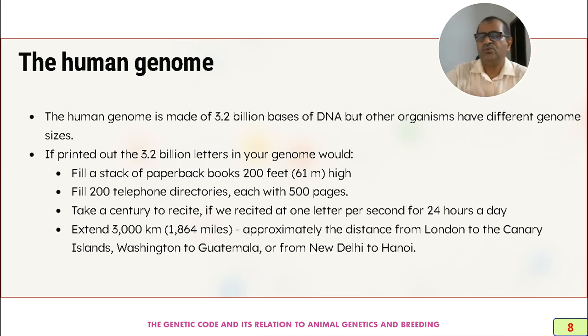So the scientists went for the discovery of the human genome, and of course they mapped 3.2 billion bases of DNA. But other organisms have different genome sizes. The 800 crore population on this earth have different genetic codes, and every individual has different codes for the gene basis. If printed out, 3.2 billion letters, it is impossible.